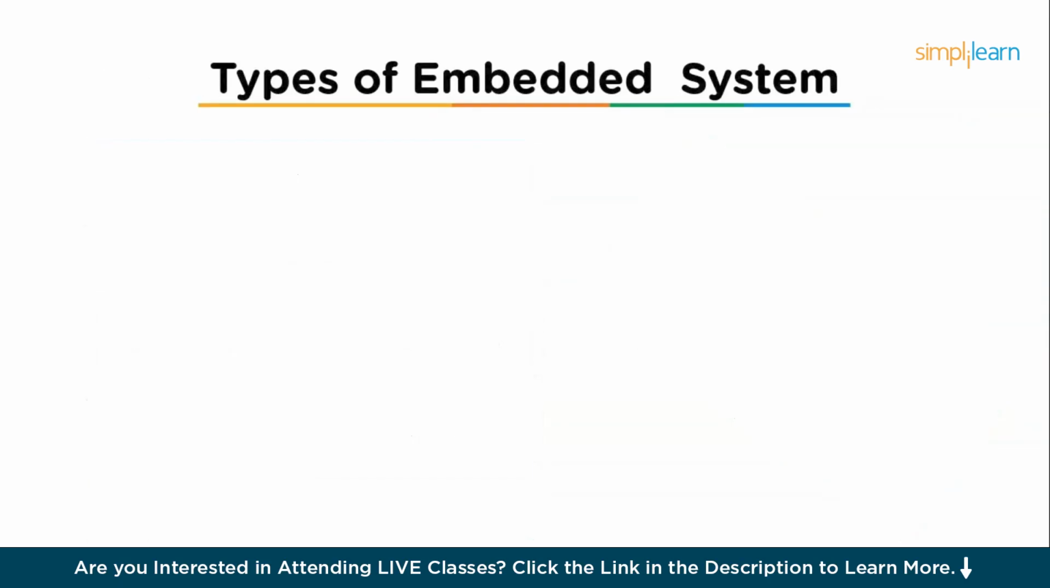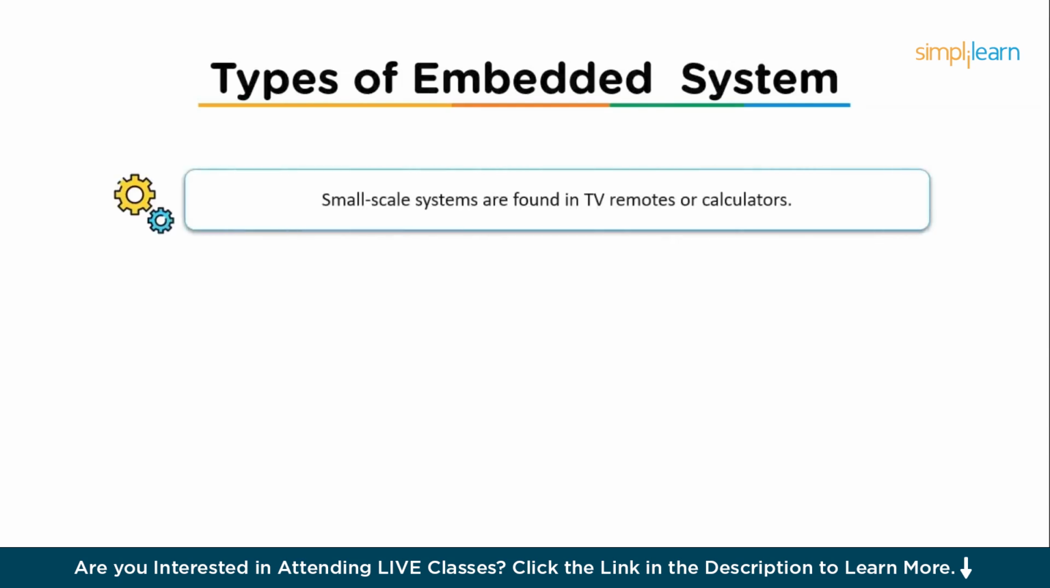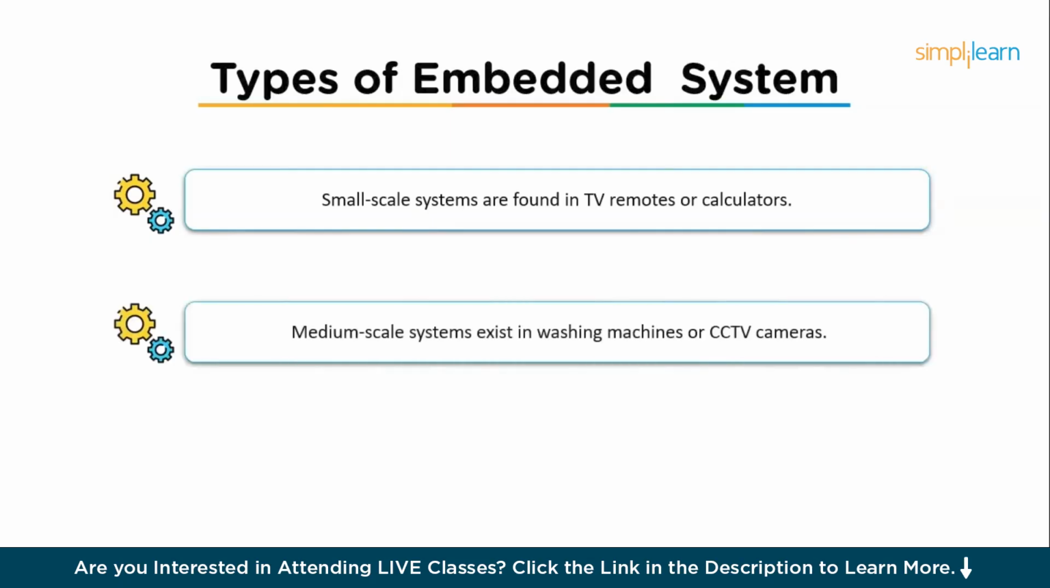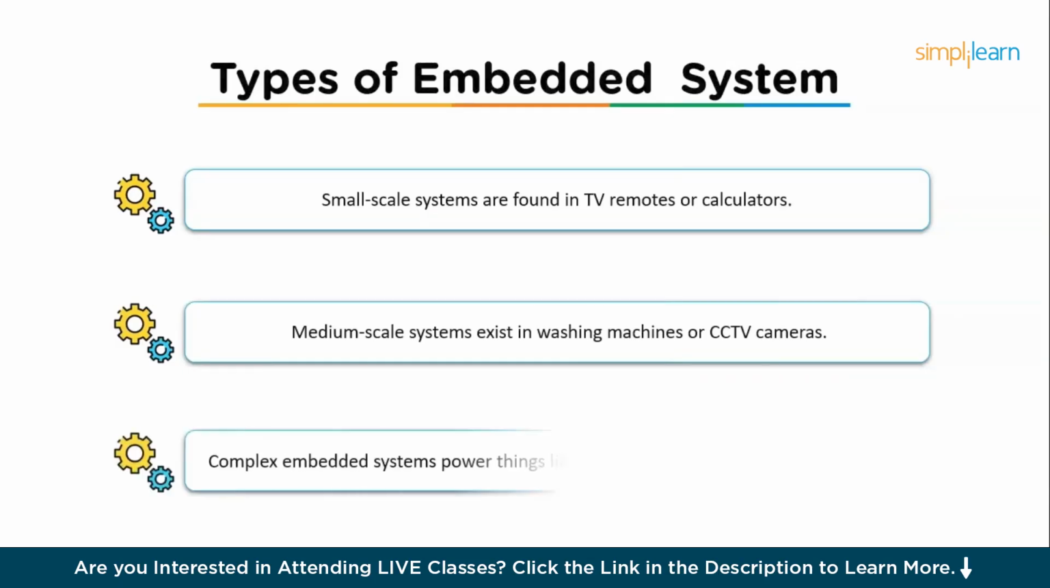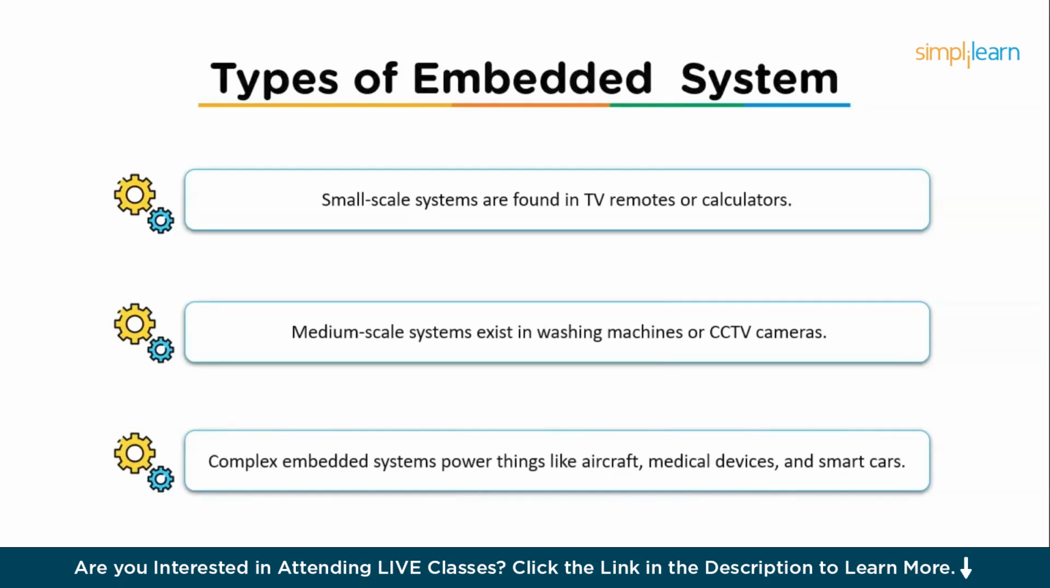So let us now move on to the types of embedded systems. Embedded systems come in different forms based on complexity. The first one is the small scale systems, found in TV remotes or calculators. Then we have medium scale systems, which exist in washing machines or digital cameras. Then we have complex embedded systems, which power things like aircraft, medical devices and smart cars. Their size may vary, but their core purpose is the same: dedicated and efficient control.